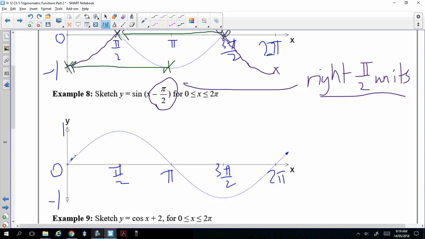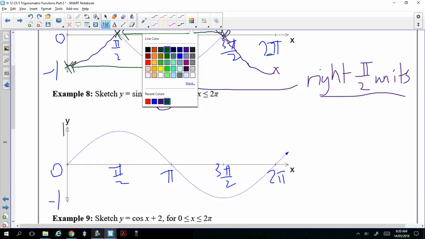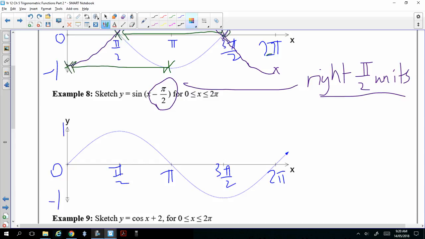So if you start left, this point here, let's do it with a different pen. This pen here. Okay, so this point will go left pi over 2. This point will go right pi over 2. This point here will go here. This point here will go there, right? So what you do is, we're going to draw it.